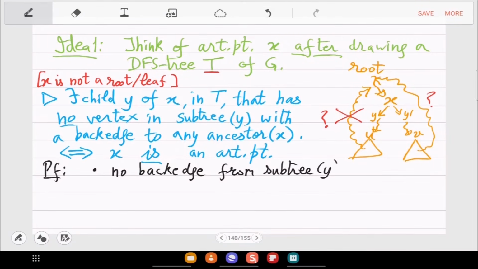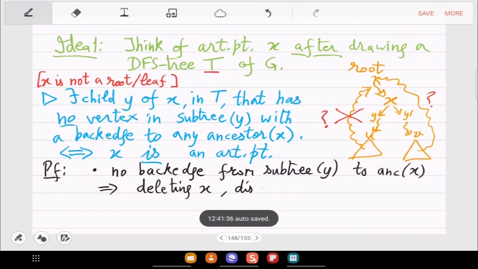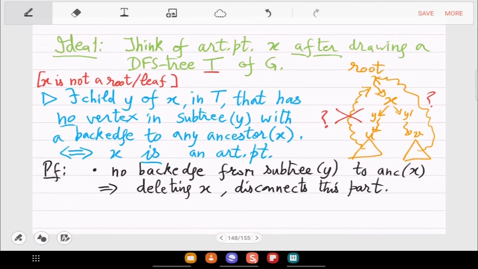From subtree of Y to ancestors of X. Okay, this means that when you delete X, it disconnects this part. So just complete this based on this hint, complete it as an exercise.